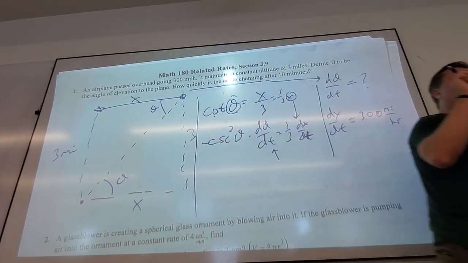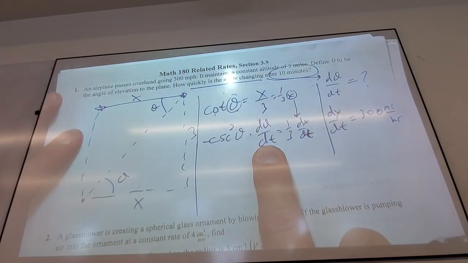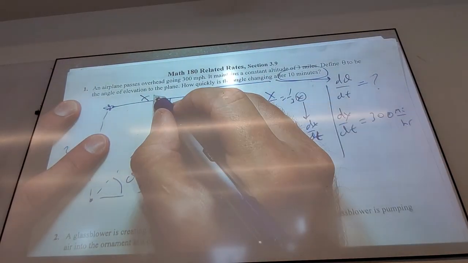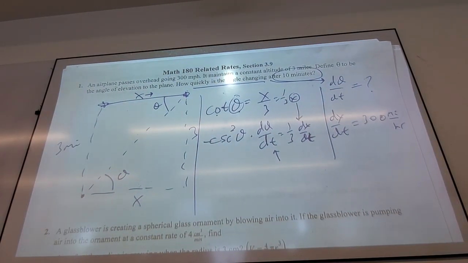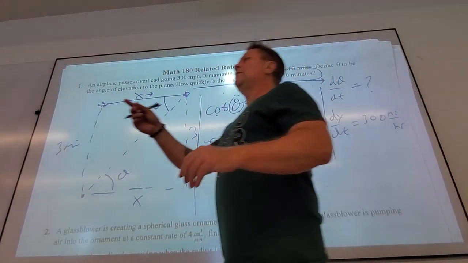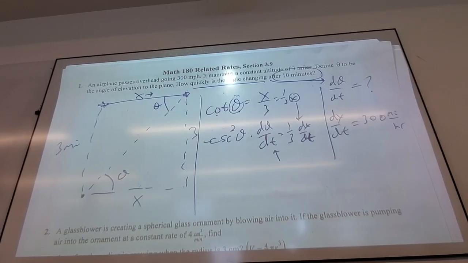All right, so I'm going to use the snapshot. I don't use the snapshot information until I've done the derivative. So after 10 minutes, what is this? So real quick, 300 miles an hour. 10 minutes is how much of an hour? How many minutes in an hour? So 10 minutes is how much of an hour? 1/6. So how far is the plane going? Yeah, 300 times 1/6, right? Distance equals rate times time. So it's gone 50 miles.